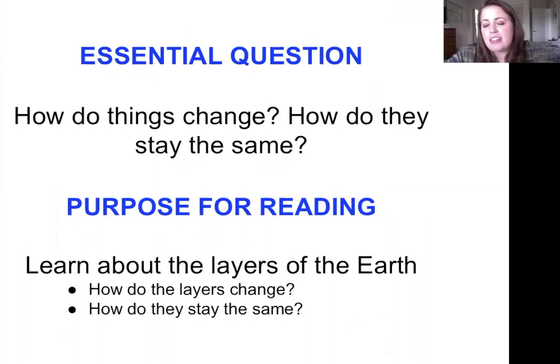that we read together last week. The essential question or questions for this unit are how do things change and how do they stay the same? So all unit long, we have been working to answer those questions. Our purpose for reading last week, if you can remember, was to learn about the layers of the earth. We needed to think about how the layers change and how they stay the same.